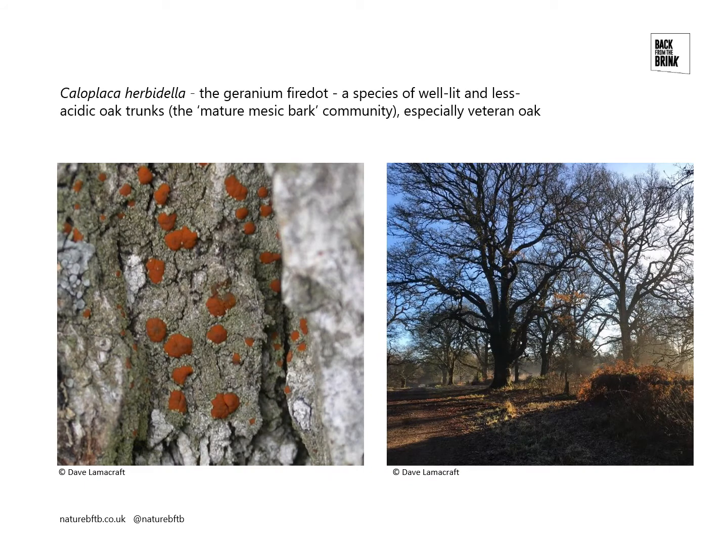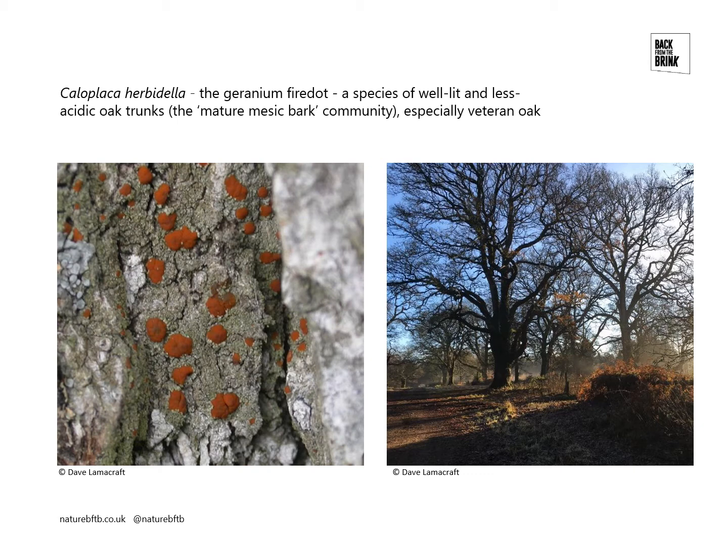So just to look at some of the species we've been working on, this is Caloplaca herbidella, the geranium fire dot. And this likes well lit, less acidic oak trunks. It gets called the mature mesic bark community, and it especially likes veteran oak. This is one of its classic sites in England, Savernake Forest in Wiltshire.